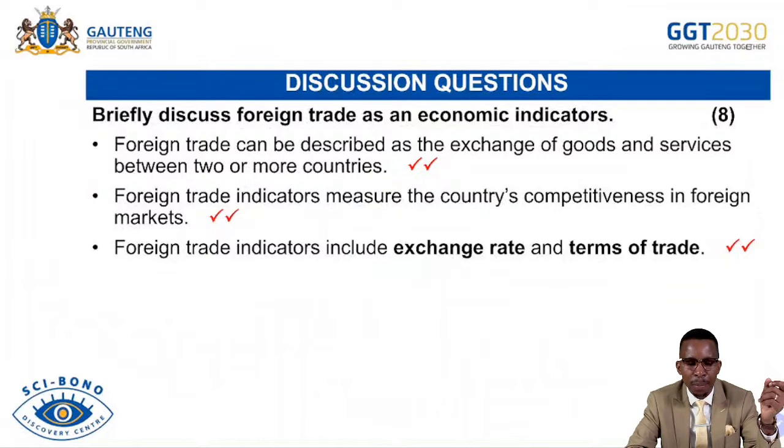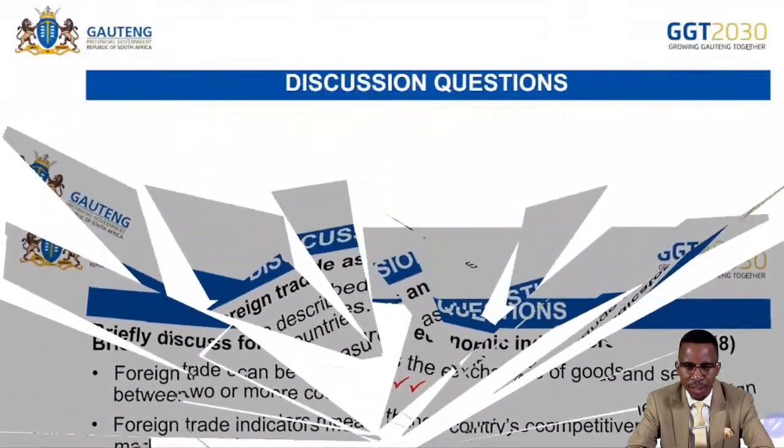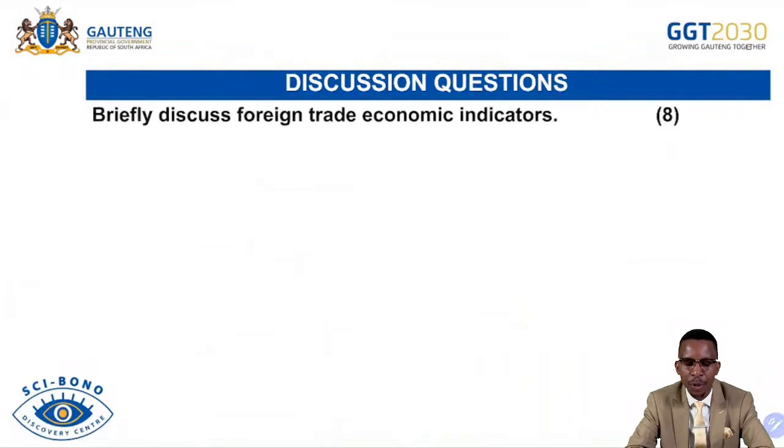Briefly discuss foreign trade as an economic indicator. Foreign trade can be described as the exchange of goods and services between two or more countries. Foreign trade indicators measure the country's competitiveness in foreign or international markets. So it includes exchange rate, terms of trade, and also BOP. So let's see exchange rate.